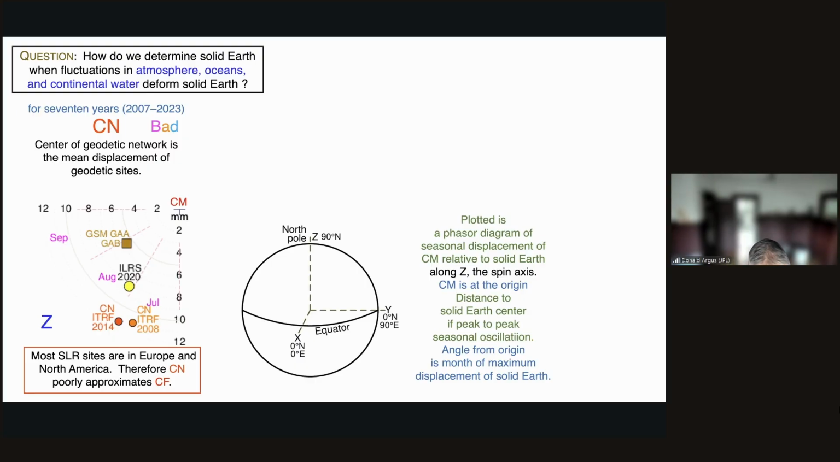We maintain this estimate to be bad because most SLR sites are in Europe and North America, and in the winter they subside in elastic response to snow accumulation. So plotted is a phasor diagram, CN relative to CM. The distance from the origin is the peak-to-peak seasonal oscillation. The angle is the time CF is maximum. And CN right here suggests there to be twice as much inter-hemispheric mass movement as assumed by GRACE right here.